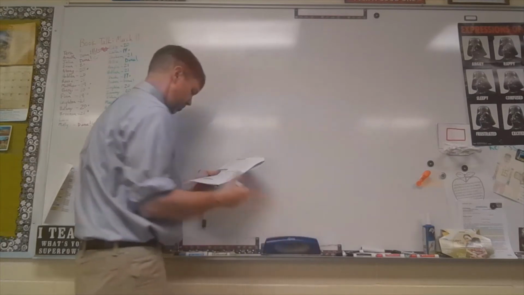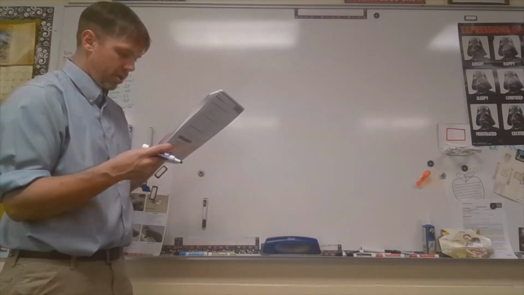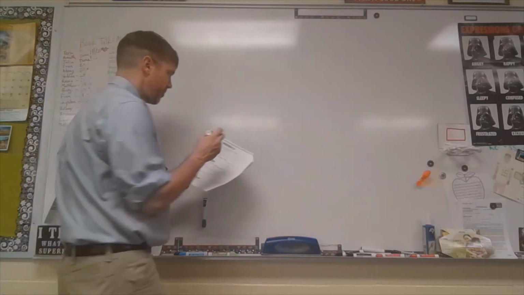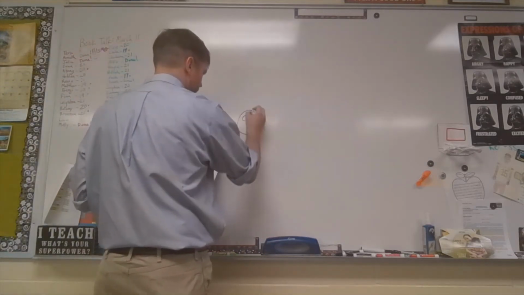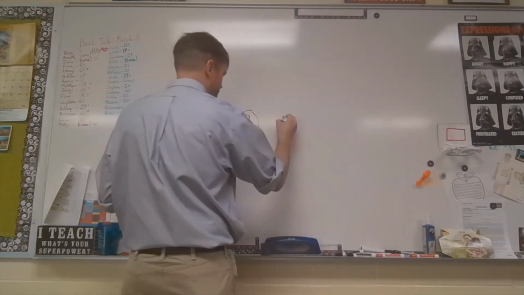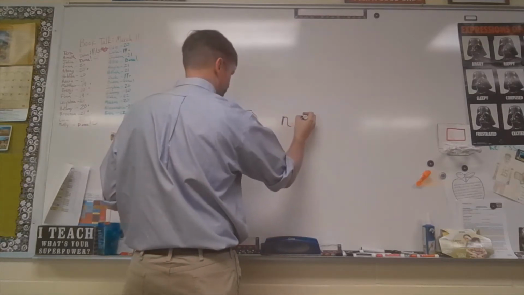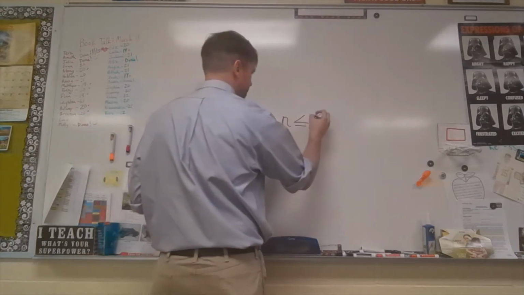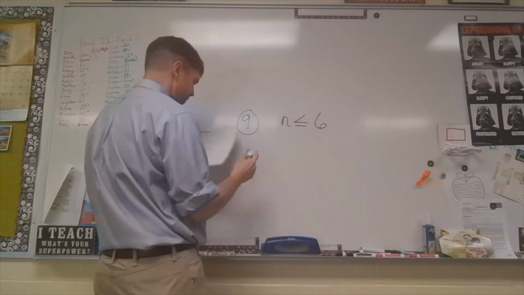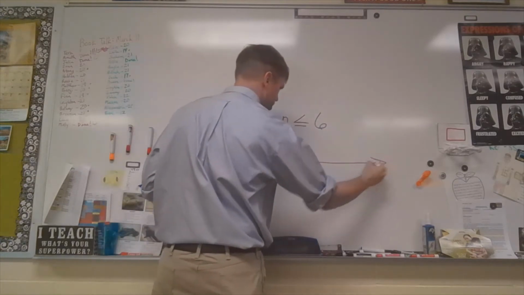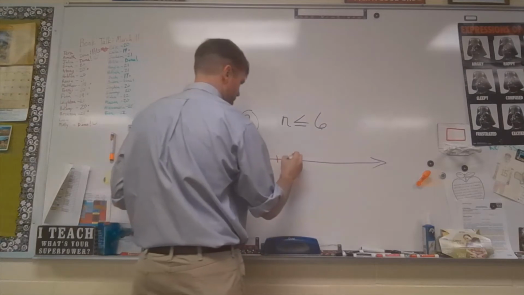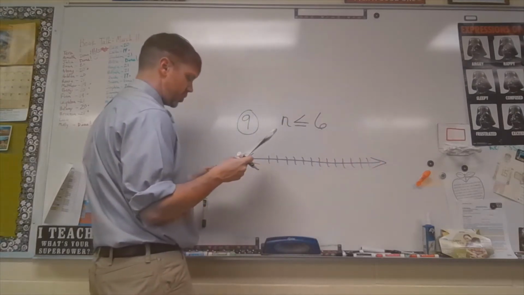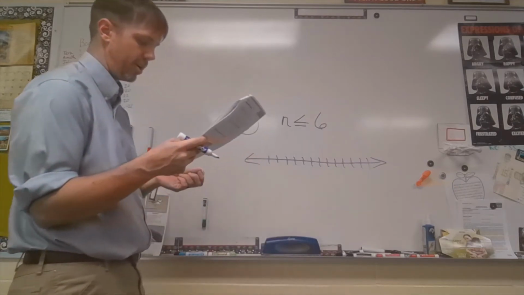Okay, so let's do the number line one. So this will be number 9. It says n is, and for whatever reason, a lot of the ones that I picked are the less than. Obviously, it could go the other way if it was greater than. But n is less than or equal to 6. And then they give you a number line, and they want you to show 2 solutions for the inequality on a number line.